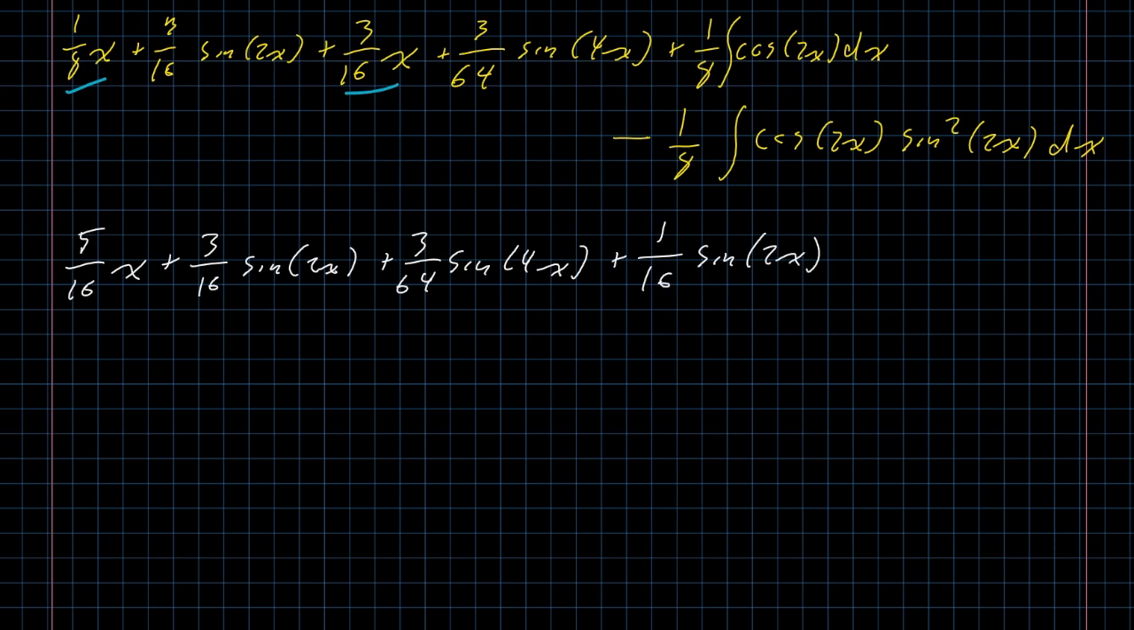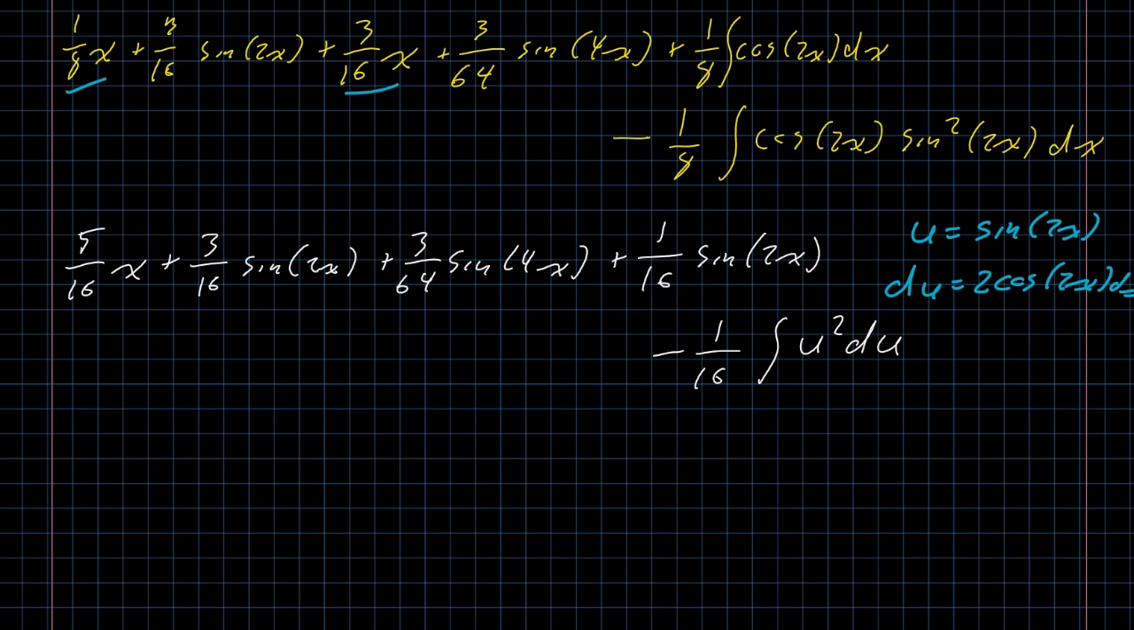And then for my last one here, I'm going to have to do a substitution where u is equal to sine of 2x, which means that du is going to be 2 cosine 2x dx. And from that, I can see that this is going to end up a minus 1/16 the integral u squared du.